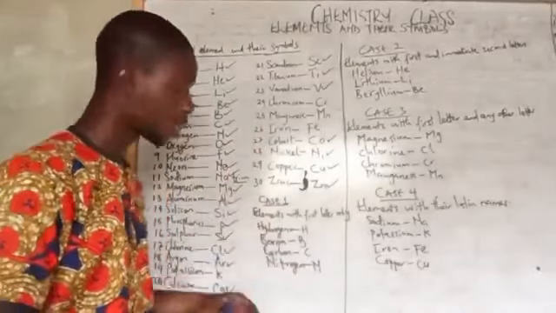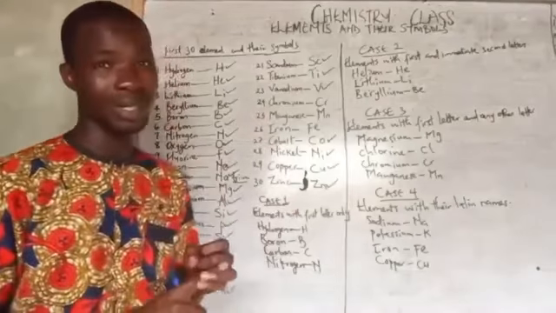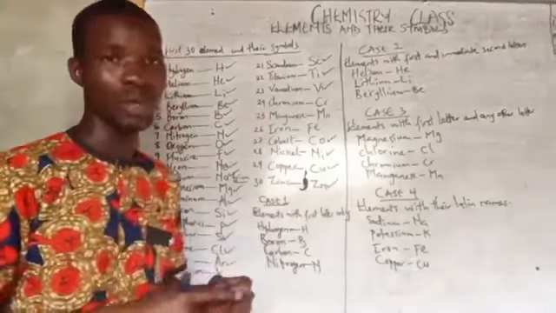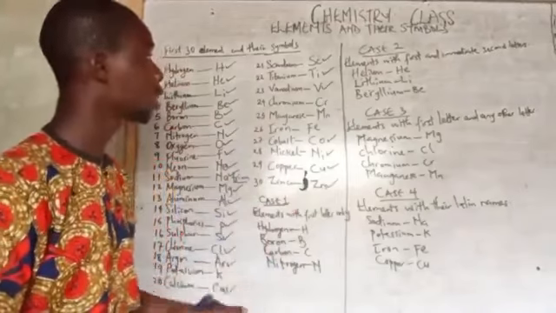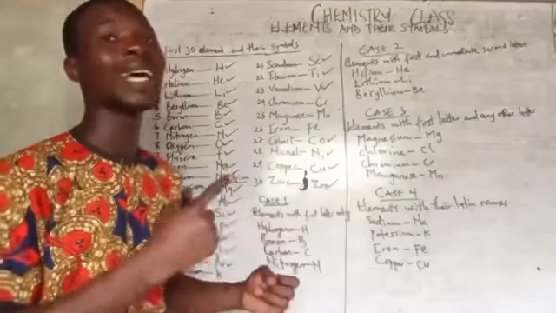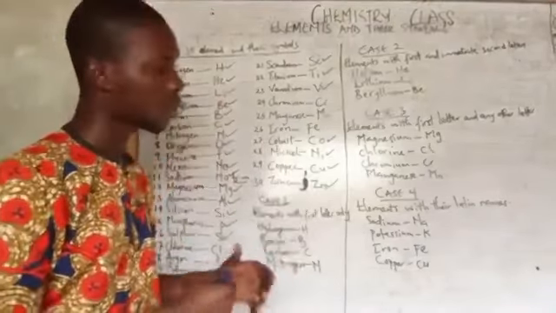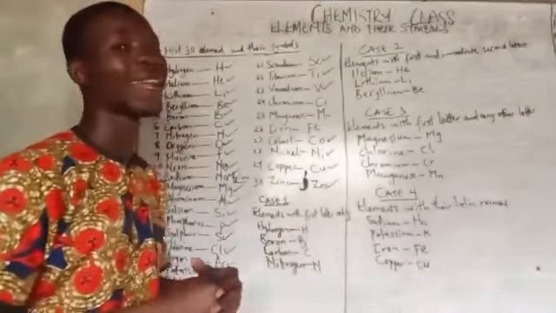The case 1 is element with their first letter only. Case 2 is element with the first letter and their second letter, which follows immediately. The next is case 3, elements with the first letter and any other letter in the name of that element. And case 4 is elements with their Latin names.